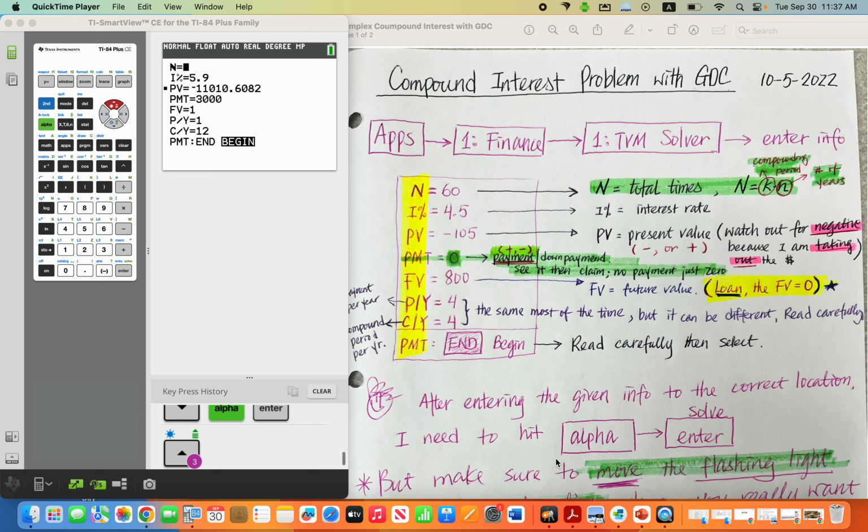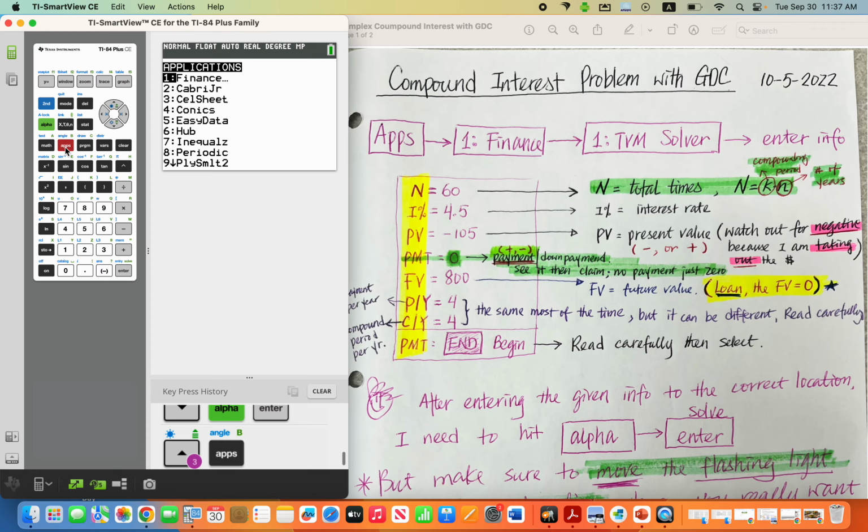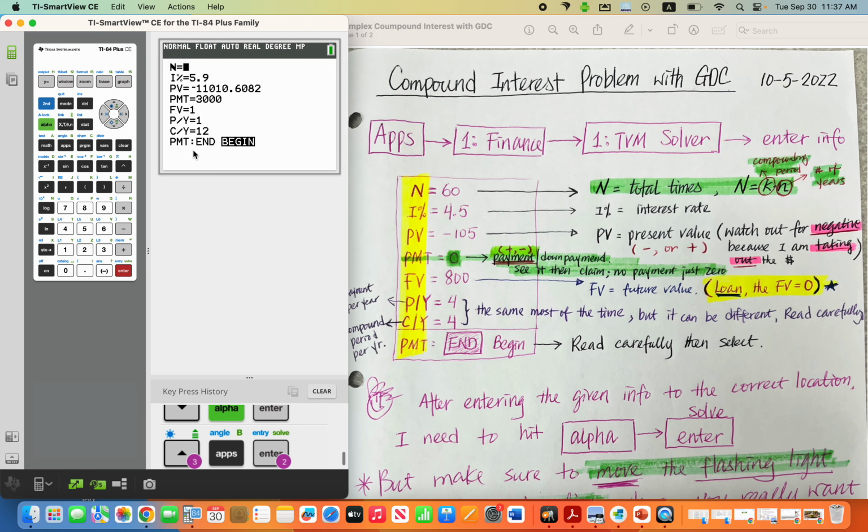In this video, we're going to talk about the fancy calculator support to figure out compound interest problems. On our calculator, we're going to hit the Apps button, use number 1 Finance, hit enter, and number 1 TVM Solver, so hit enter. That gives us this list. All we need to do is read the question carefully and fill out the information for this list.